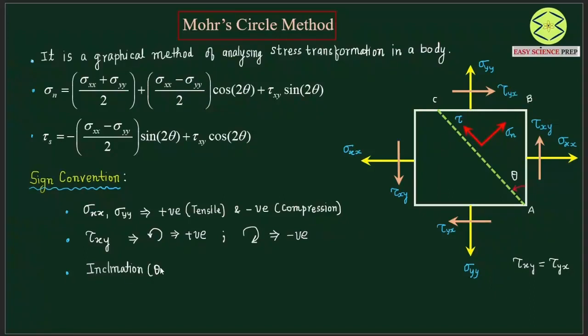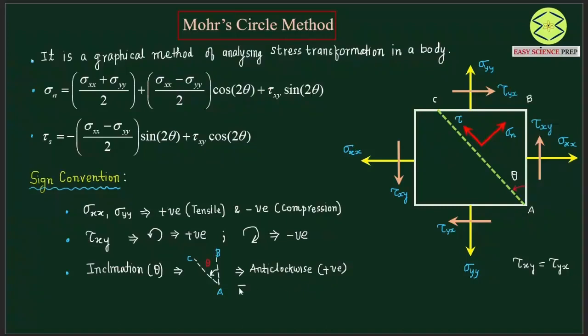There is an important sign convention for theta. If plane AC, which is the plane on which we want to find normal stress and shear stress, is inclined with plane AB, which is a reference plane, and the angle is anti-clockwise like this, then for an anti-clockwise angle it is positive. Anti-clockwise inclination is taken as positive.